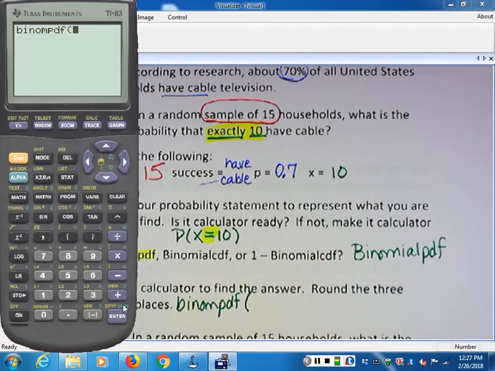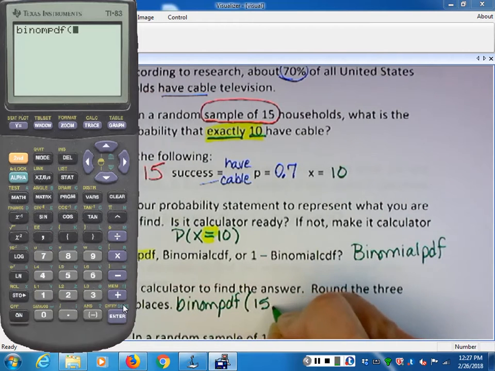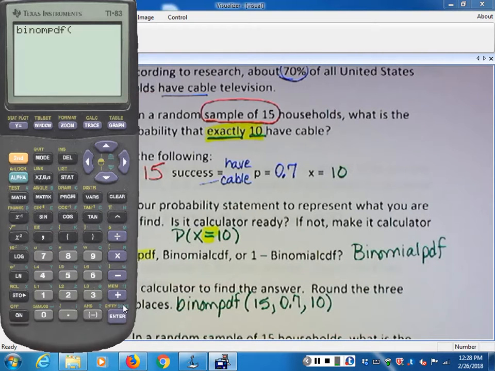And it wants three things from us. It wants the value of n, which was 15. It wants the value of p, which was 0.7. And it wants the value of x, which is 10. It comes back and it gives us the exact binomial probability.